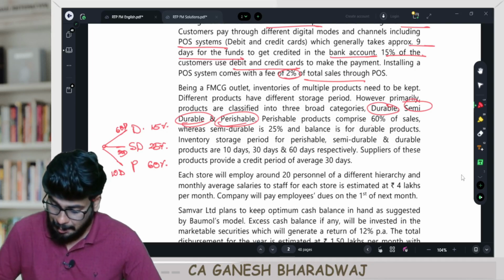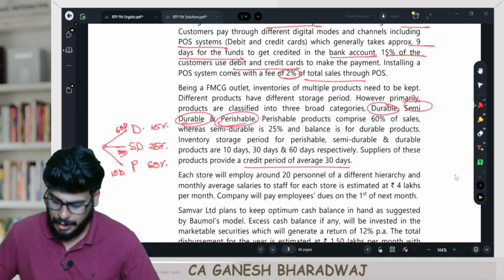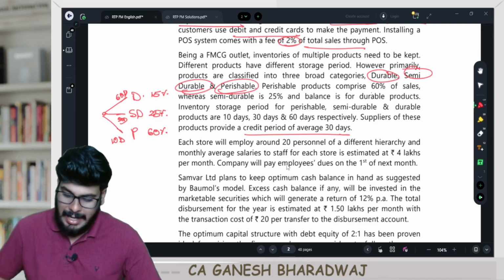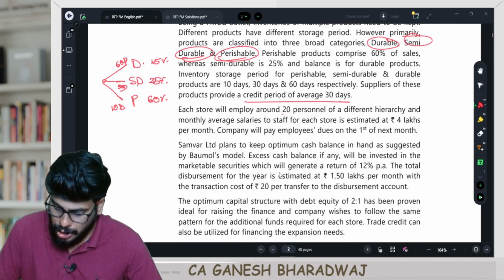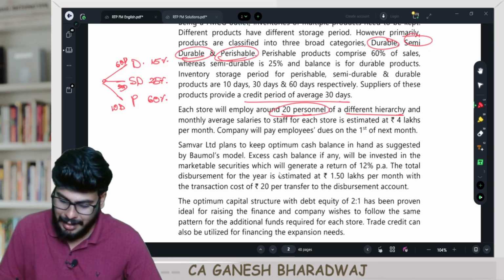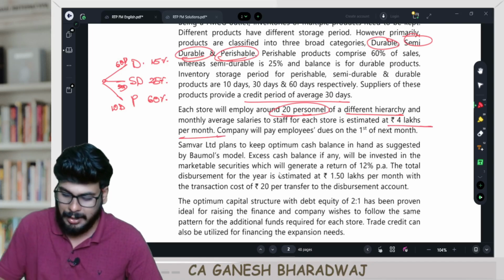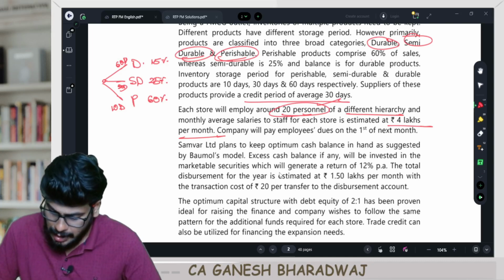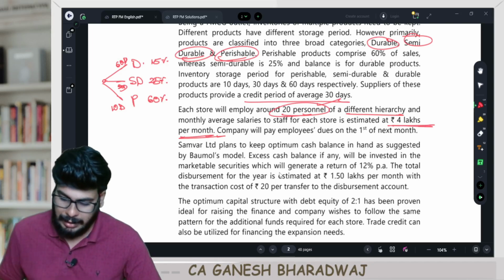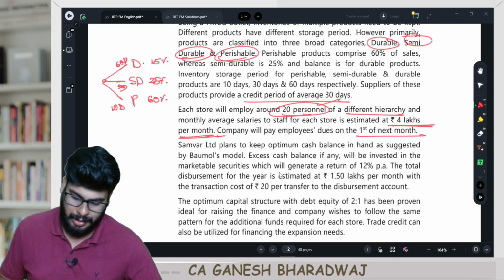Perfect. Now, the suppliers of these products provide a credit period of on average 30 days. This is also something that is given. This is useful for us to calculate the creditors value. Next, each store will employ around 20 personnel of different hierarchy, right? And the monthly average salaries to staff for each store is estimated at 4 lakh rupees per month. So for all these 20 personnel put together, the overall monthly average salary works out to 4 lakh rupees. The company will pay employee dues on the 1st of next month. Okay, fine. So this is also something given.